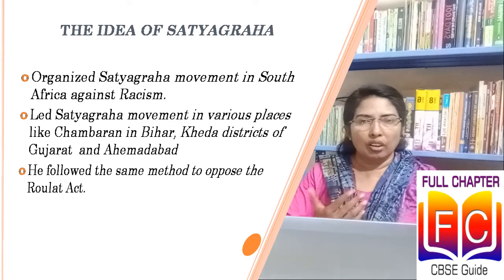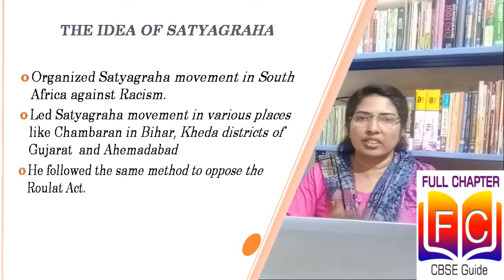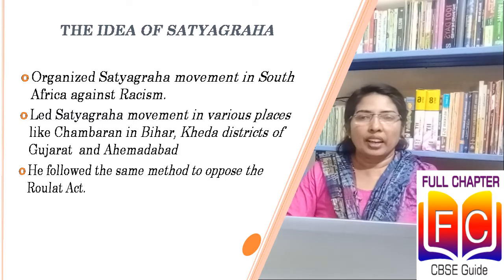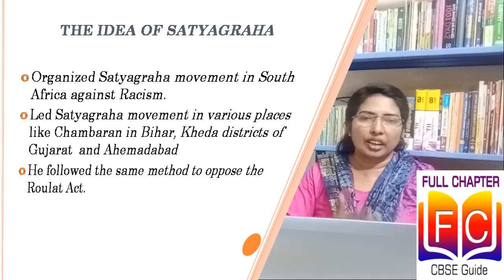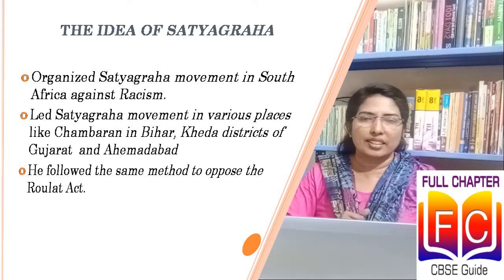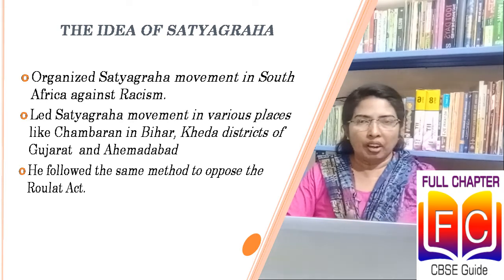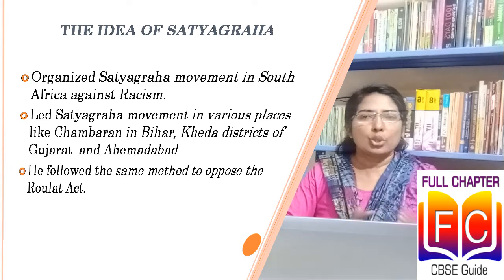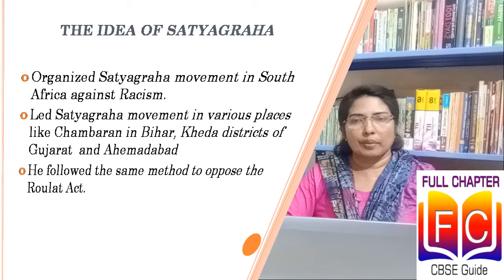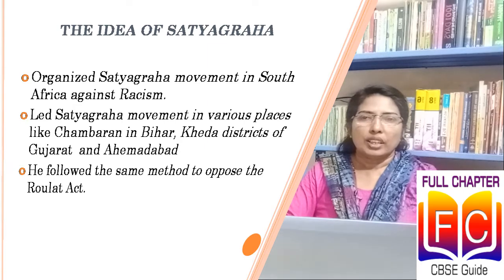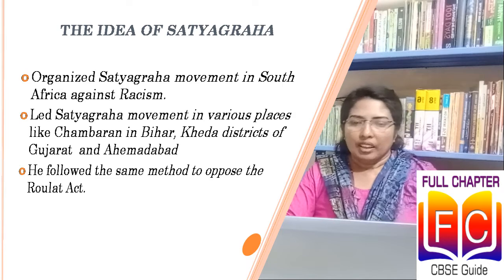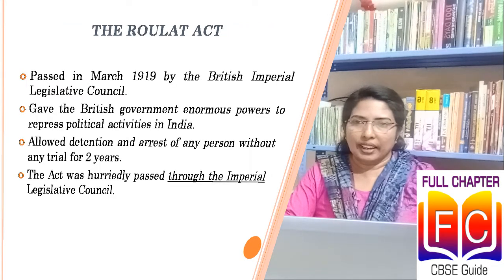He successfully organized a Satyagraha movement in South Africa against racism. In India, Gandhiji had already led Satyagraha movements in various places like Champaran in Bihar, Kheda district of Gujarat and Ahmedabad to support the peasants. He followed the same method to oppose the Rowlatt Act. Let us see the Rowlatt Act.